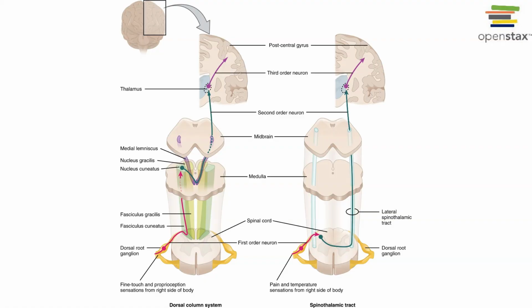The other major sensory pathway of the spinal cord, called the spinothalamic tract, carries signals related to pain and temperature. First-order neurons enter the dorsal horn of the spinal cord and synapse with the second-order sensory neuron. The second-order neurons then cross the midline within the spinal cord and ascend through the spinothalamic tract to the thalamus.